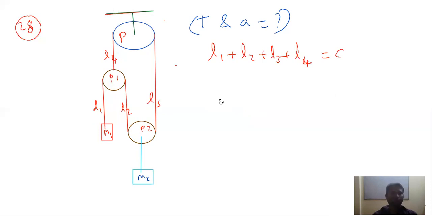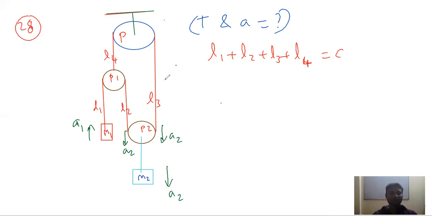And the ceiling is also in green color. Now, let us mark the accelerations one by one. Suppose we consider this M1 mass moves up with acceleration A1. And if M1 moves up with acceleration A1, let us consider M2 moves down with acceleration A2. M2 is moving down with acceleration A2. So this pulley will also move down with acceleration A2.